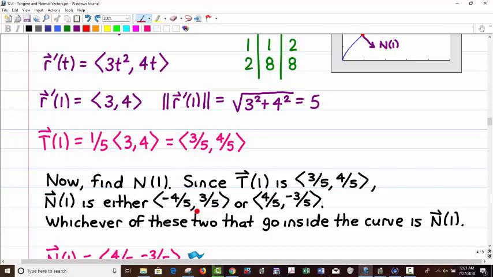Because look at the dot product real quick. In fact, I'll just skip the denominators. Negative 4 times 3 is negative 12. 3 times 4 is positive 12. They add up to 0. Then you have 4 times 3 is 12, and negative 3 times 4 is negative 12. They add up to be 0.